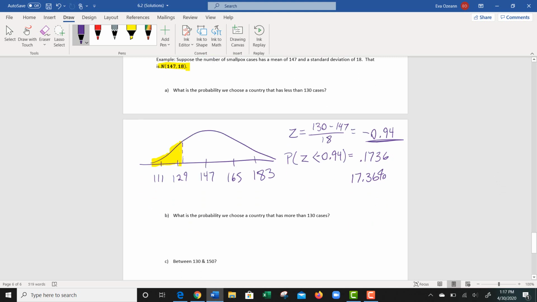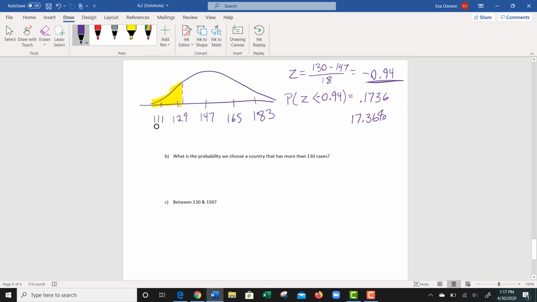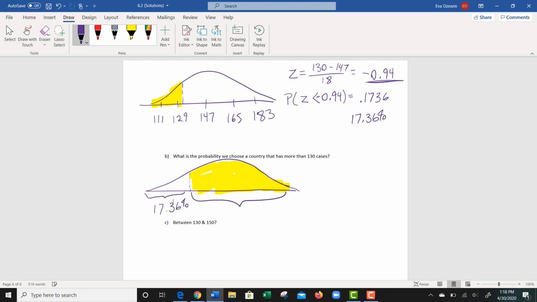Now the next question is, what's the probability that we choose a country that has more than 130 cases? So what we're going to do again is look at that normal curve-ish, and we want to do the opposite. So we want to look at more cases. So how do we do this? Well, remember, this is going to be, let me give myself just a little bit more room. This is going to be 17.36%. What is this going to be?